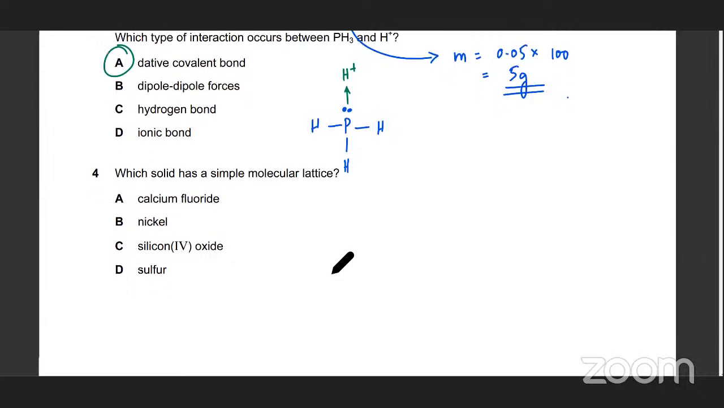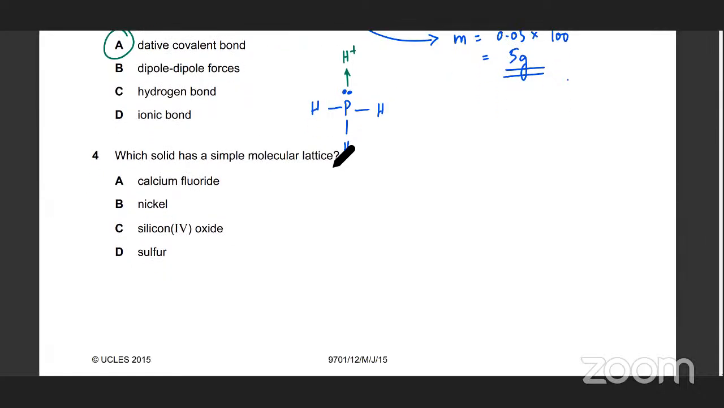The next one is, which solid has a simple molecular lattice? So I'm going to go one by one and discuss all of the solids. The first one is an ionic lattice. That's known as a giant ionic lattice. In a giant ionic lattice, calcium fluoride, you have a positive ion, which is attracted to a negative ion, which is then again attracted to a positive ion and a negative ion. So it's a giant ionic lattice. It just keeps on going. Positive and negative ions are all attracted to each other by strong ionic bonds.